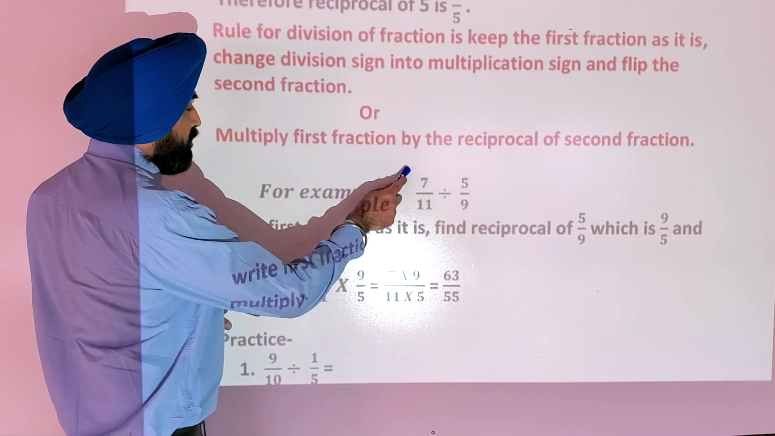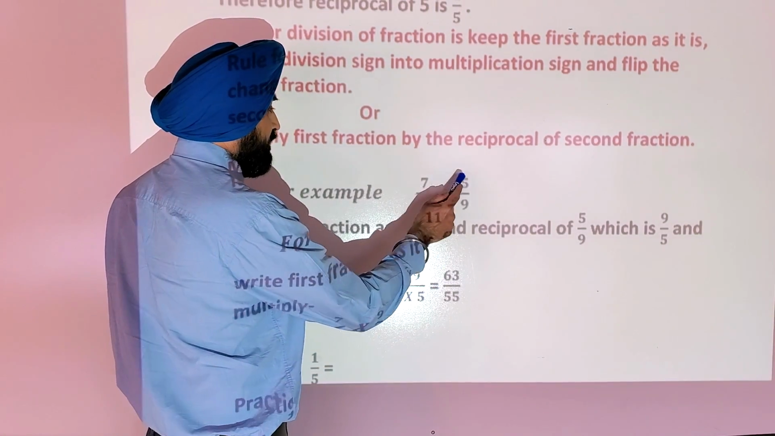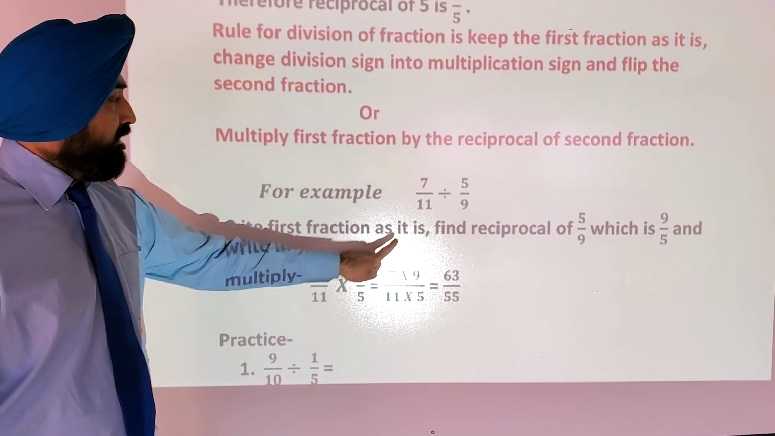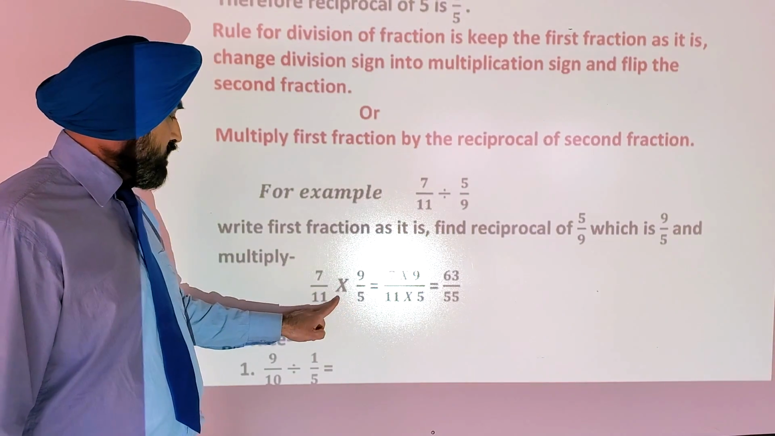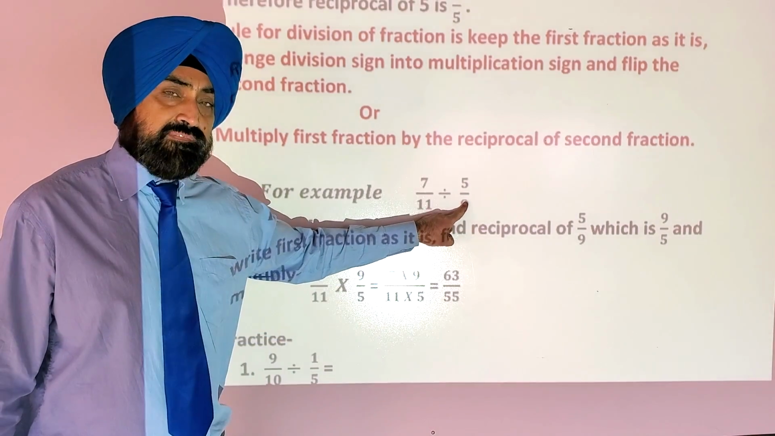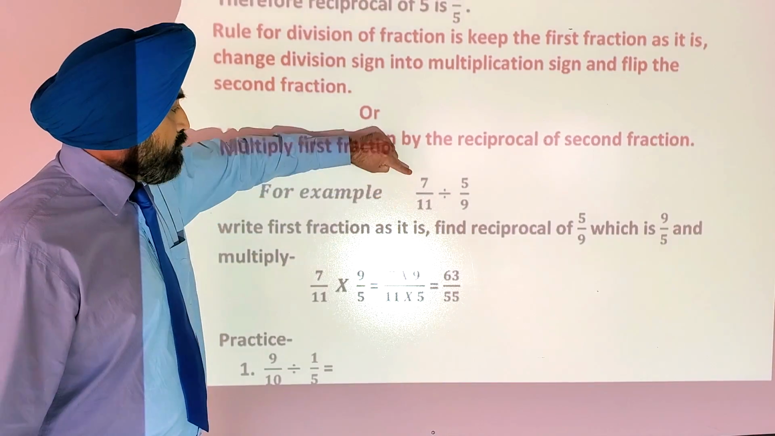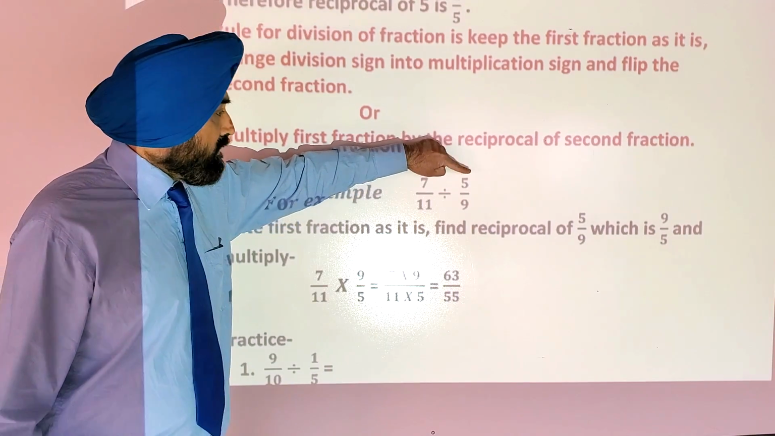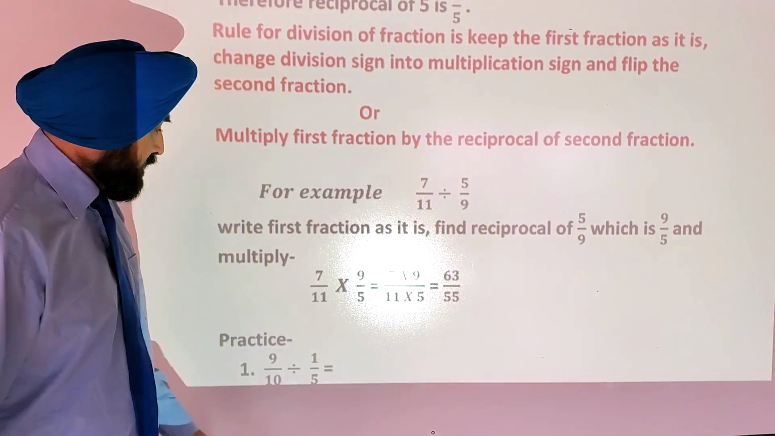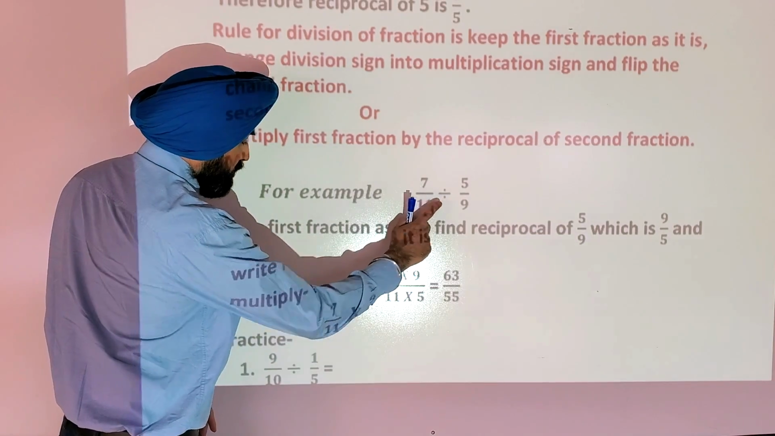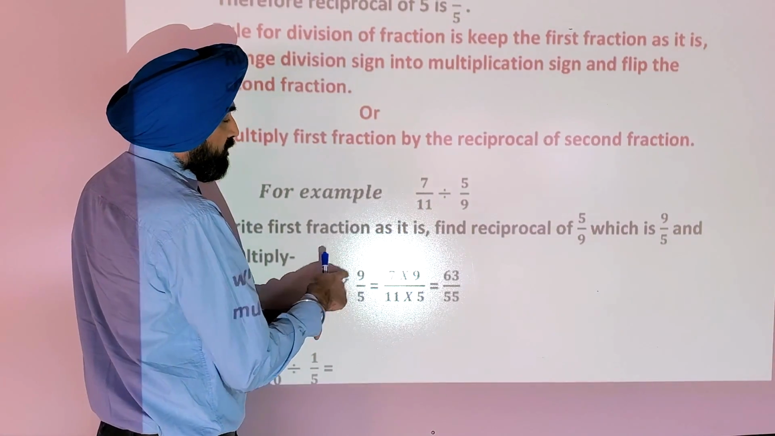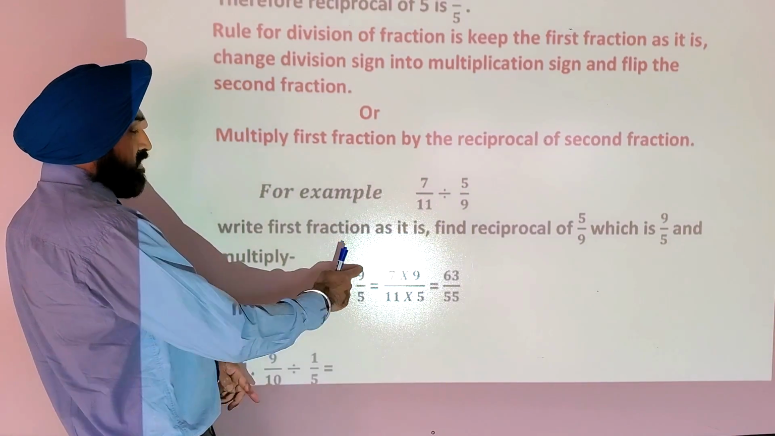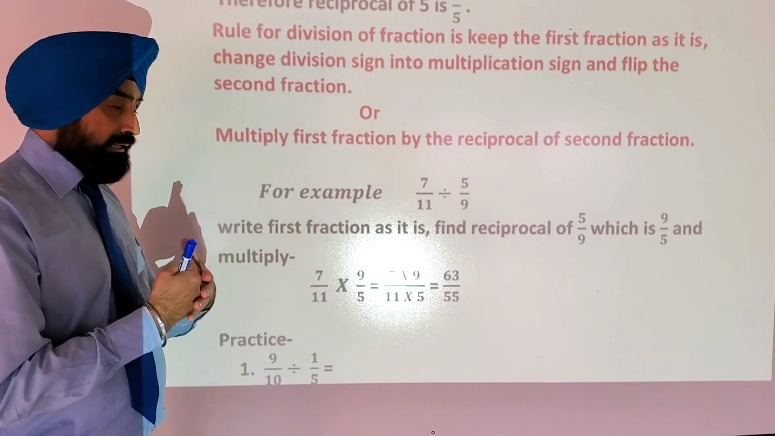For example, 7 over 11 divided by 5 over 9. What we'll do is write 7 over 11 as it is. Instead of the division sign, we'll put a multiplication sign and flip the second fraction. Or you can say we are multiplying this fraction with the reciprocal of the second fraction. The reciprocal of 5 over 9 is 9 over 5. So 7 over 11, instead of division, write multiplication, times 9 over 5.